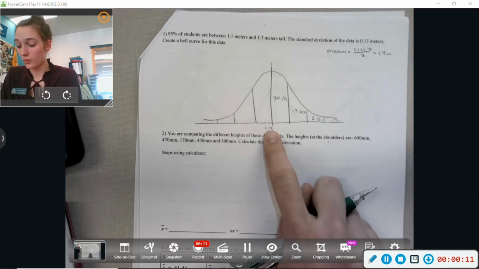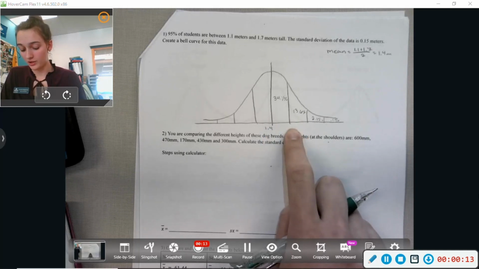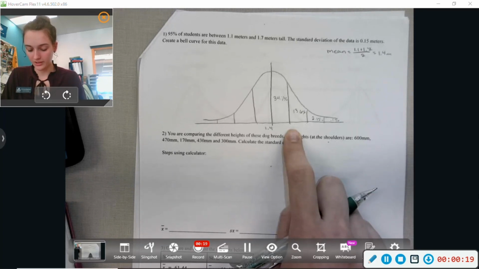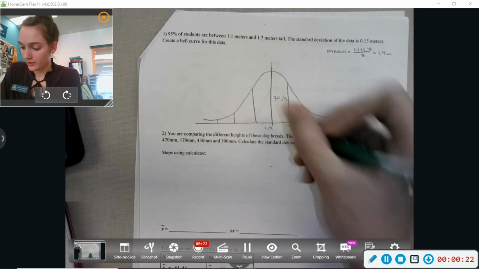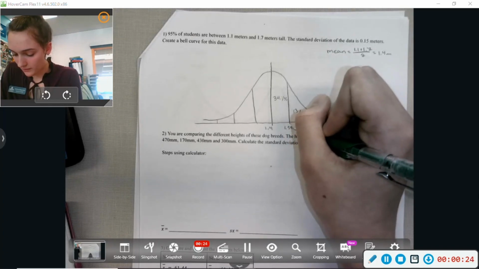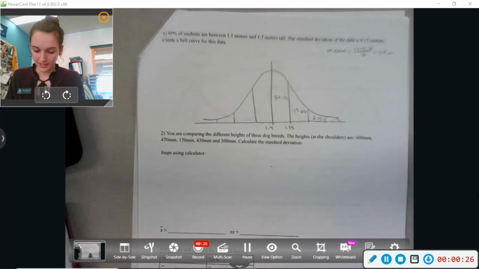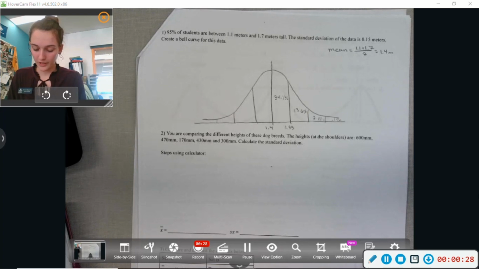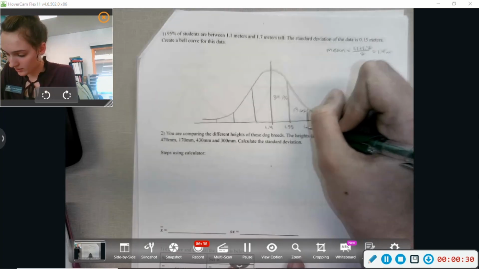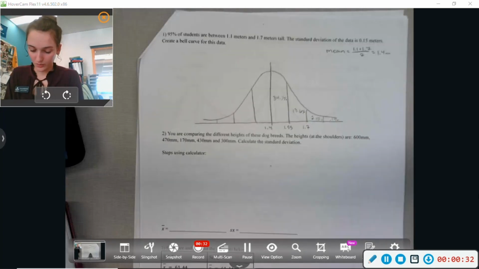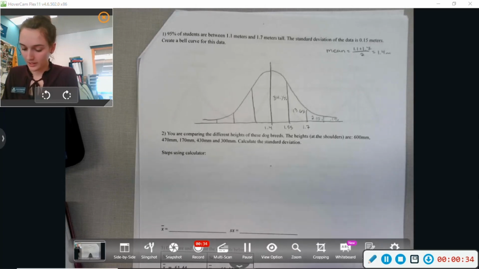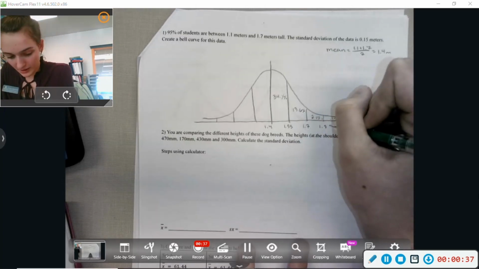I know this is 1.4, so to get this one, I'm going to do 1.4 and add 0.15 to it. That's going to give me 1.55. I'm going to do that again and add another 0.15, and I get 1.7. Then I'm going to do that one more time, and I get 1.85.